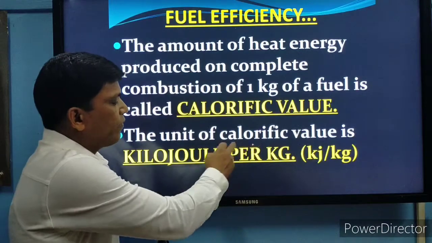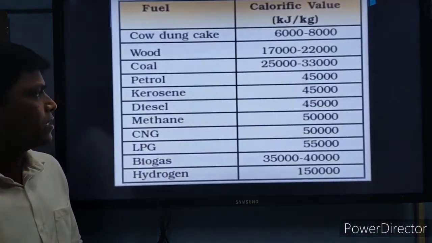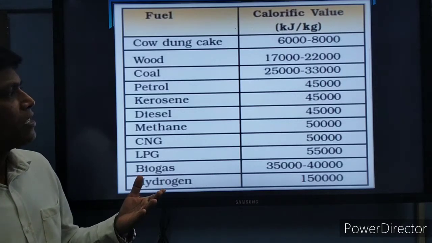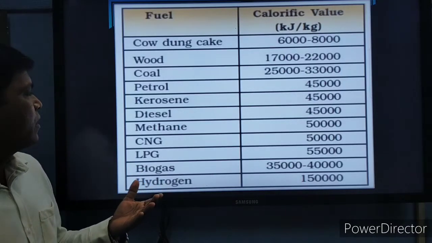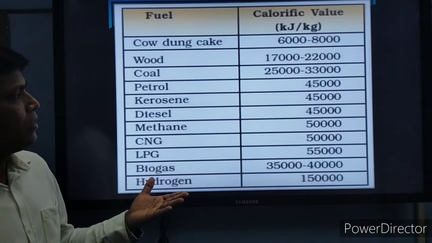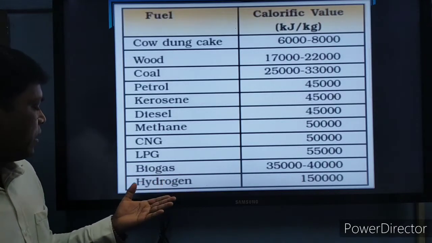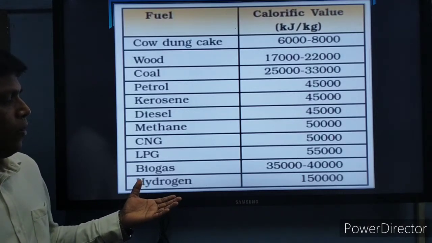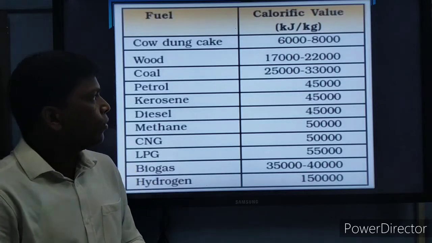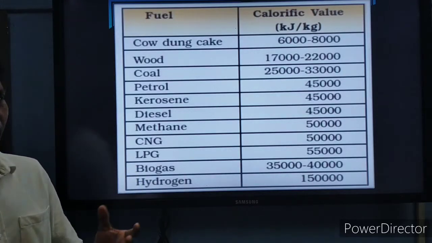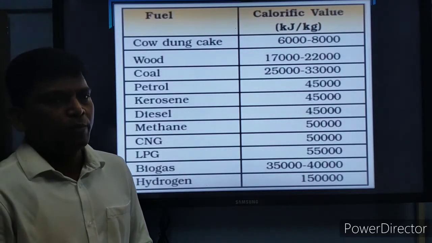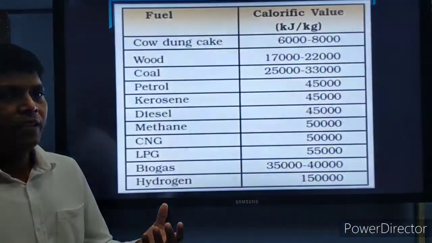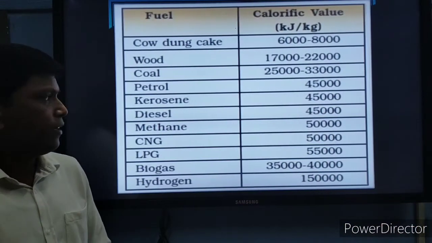Let us find the calorific value of some combustible substances or fuels. You see cow dung, that is 6000 to 8000 kilojoule per kg, wood 17,000 to 22,000 kilojoule per kg. Hydrogen has the highest calorific value, 1,50,000 kilojoule per kg. But hydrogen cannot be used for domestic purposes because it is very explosive, and it is very dangerous to handle hydrogen.